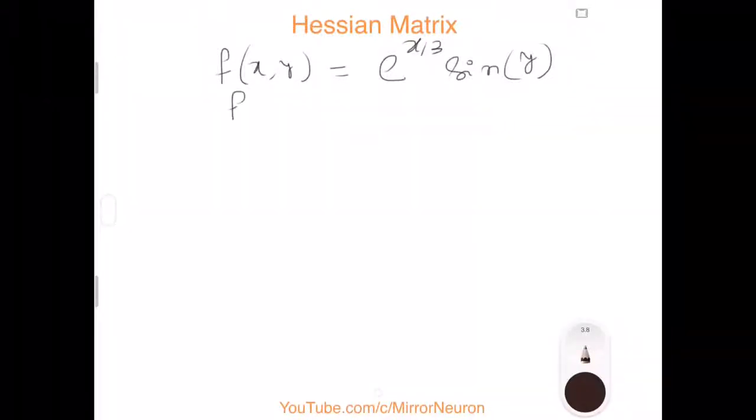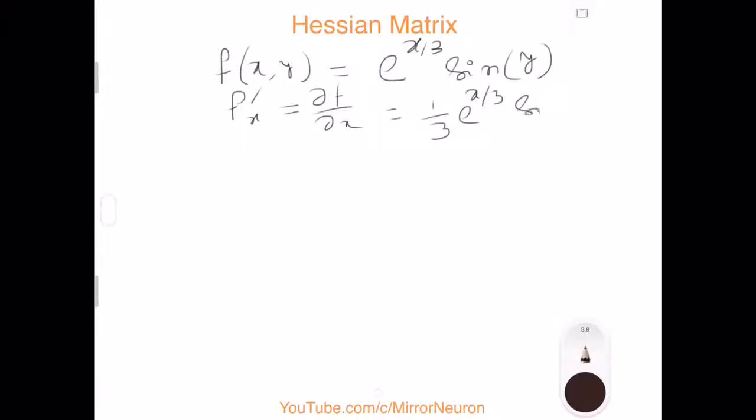So my first derivative with respect to x, df over dx, is nothing but 1 over 3 e to the power x over 3 sine of y. Now y is considered a constant when we are dealing with x. Similarly, df over dy equals e to the power x over 3, and the derivative of sine y is cos of y.